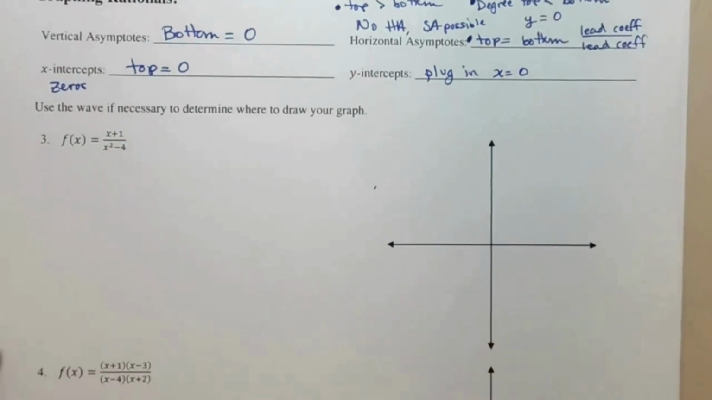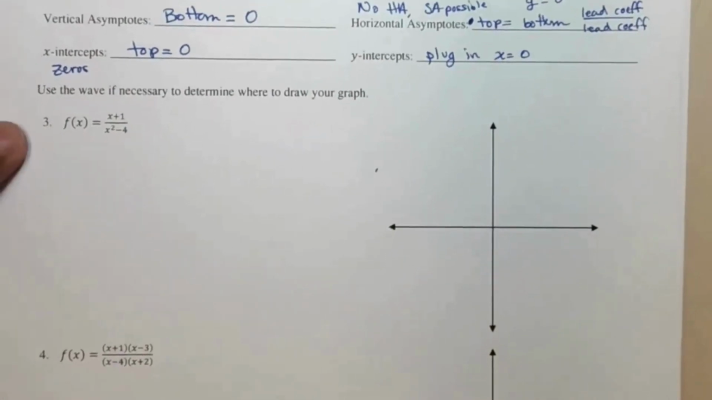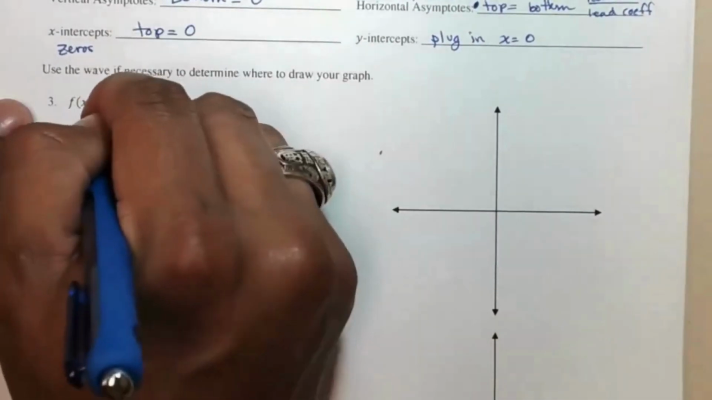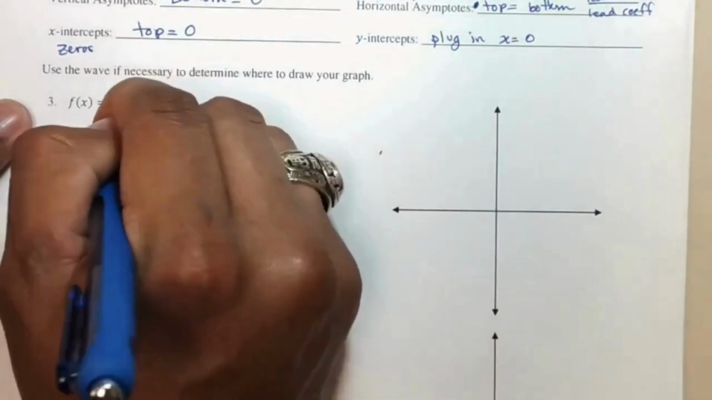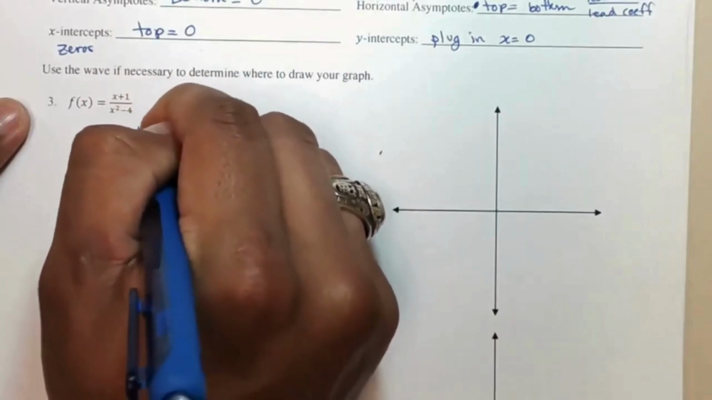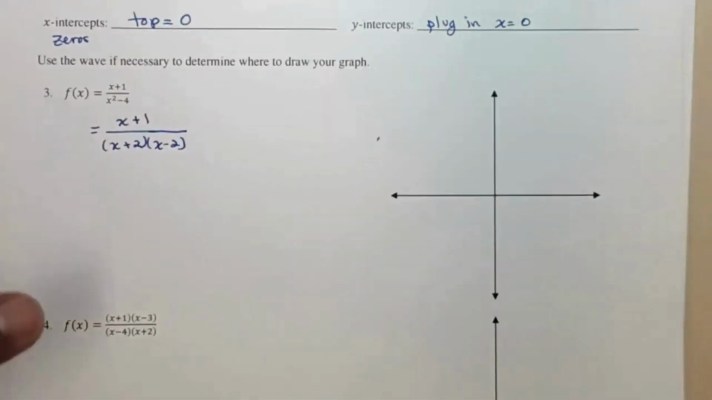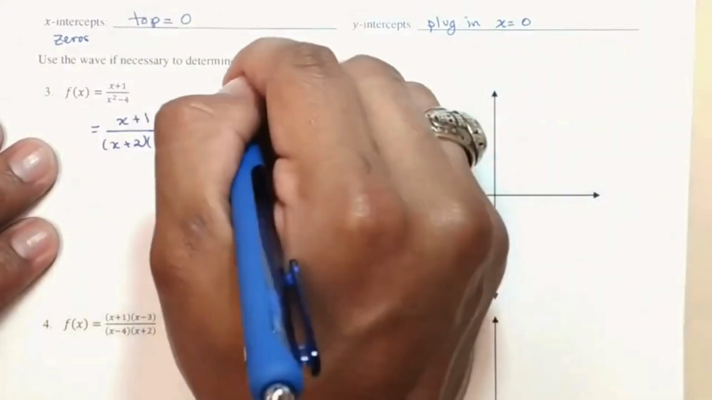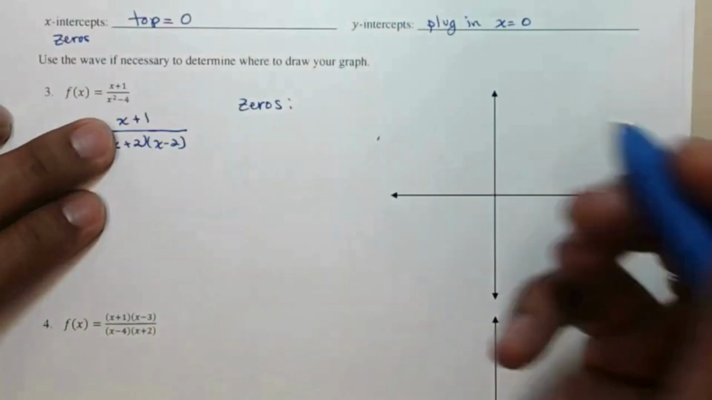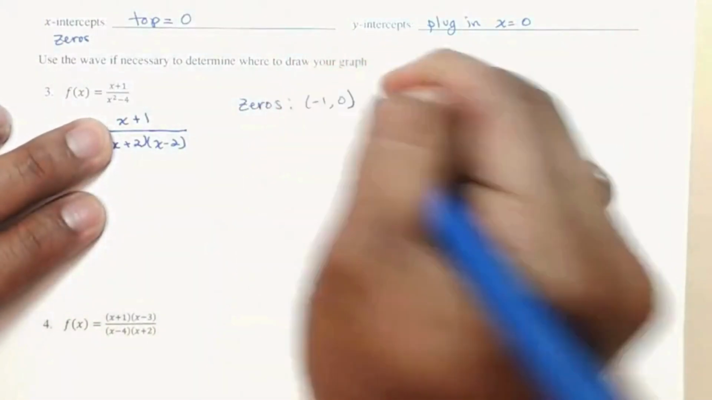So let's actually apply them. We have number 3 here. What I always like to start off with is try to factor it as much as I can. The top cannot be factored, but the bottom can be. What that helps me do is easily solve for zeros or x-intercepts. So my zero is setting the top equal to 0, so it's negative 1, 0.